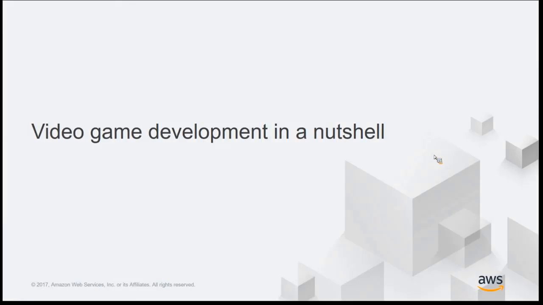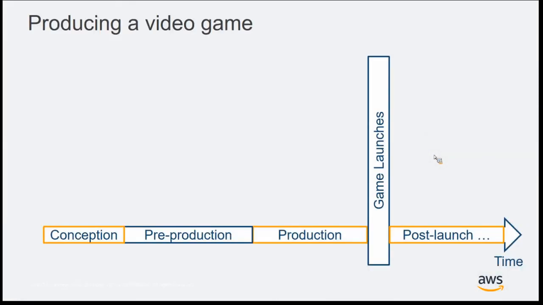So first, let me tell you a bit about video game development. Video game development is very different than the creation of other media. Although the production cycle does follow a linear sequence, such as this one, you usually go through a conception phase, then pre-production, production, the game launches, and more recently, I would say in the last 10 years, there is a big post-launch or live operation phase as games are more and more connected and have a way longer life once they are launched, with extra content being delivered as downloadable content, etc.